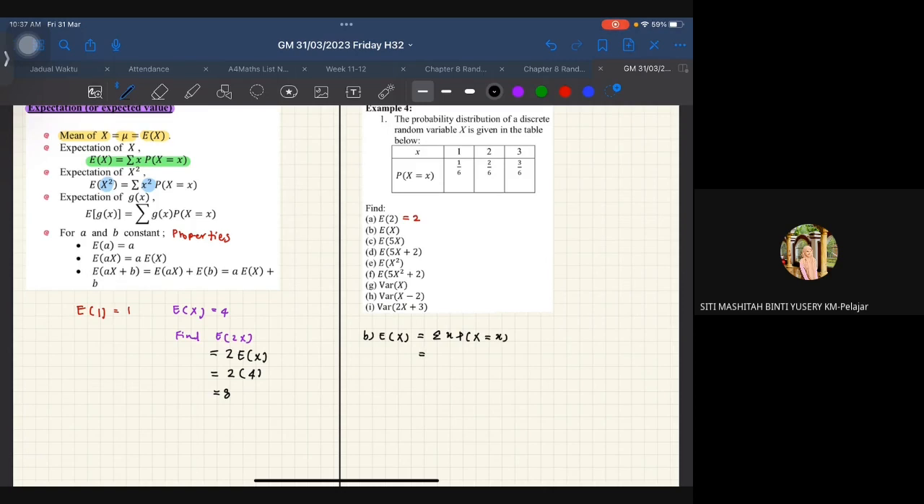Right, so kita akan masukkan X yang pertama. So our first X is 1 and its probability is 1/6. Okay, and then plus with second value of X is 2 and then the probability is 2/6. Okay, and then lastly is X equals to 3. X equals to 3 and then the probability is 3/6. Okay, so just press your calculator for this one. What is your answer?